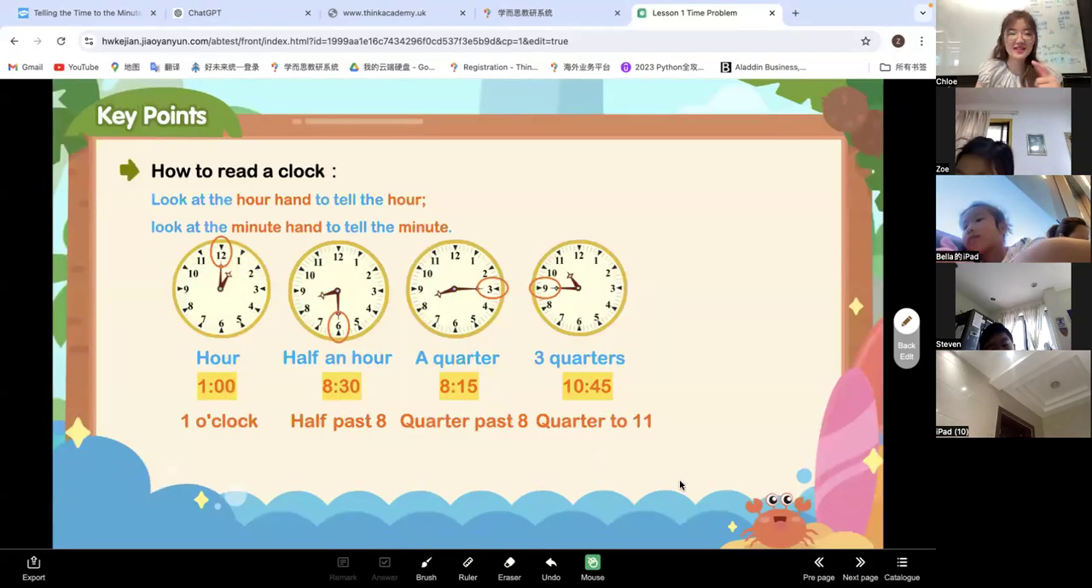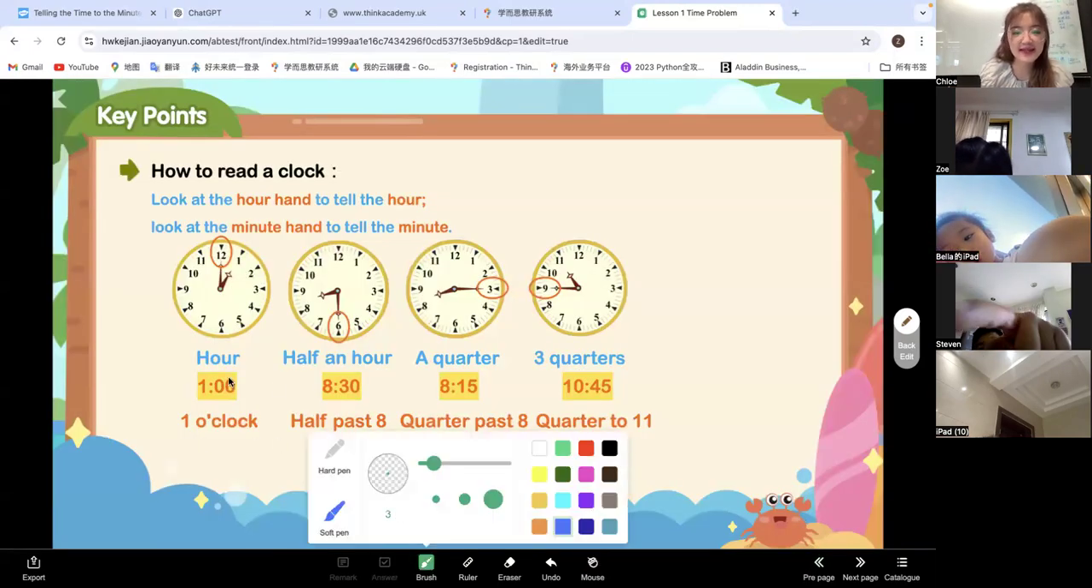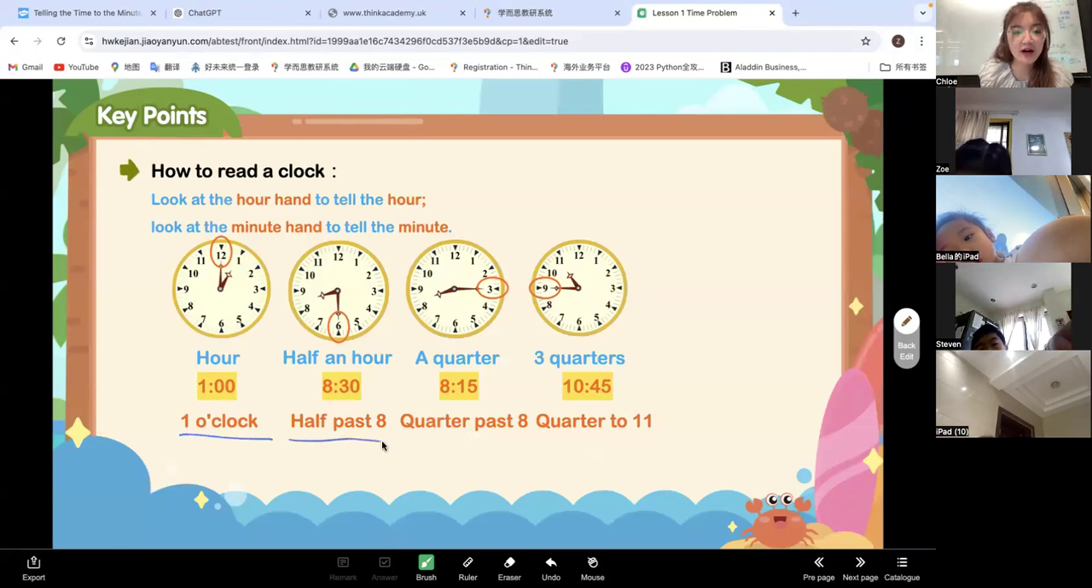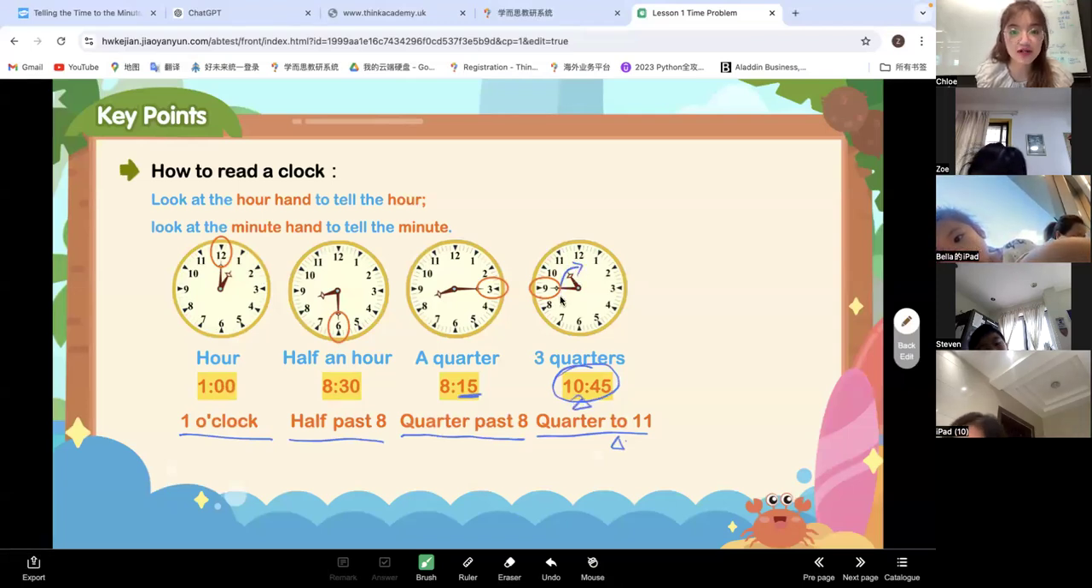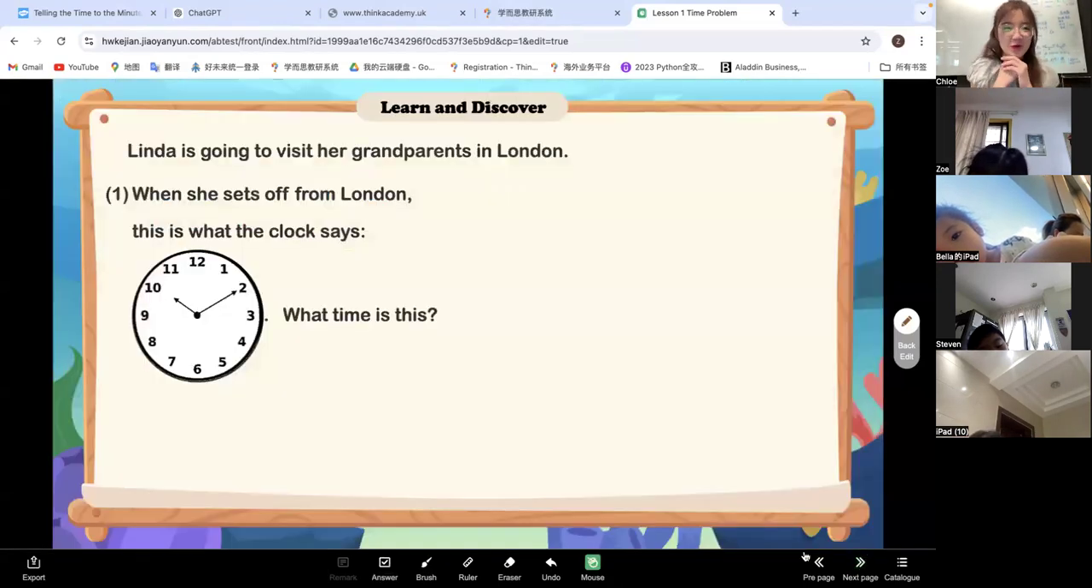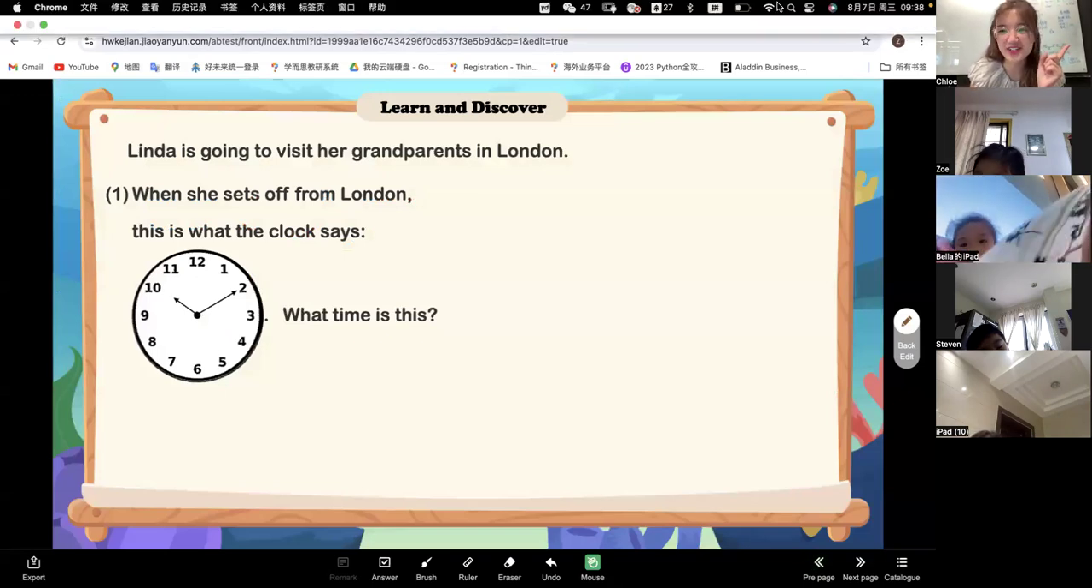Now, everyone, let's review. How do we read the time? This is 1 o'clock. And this is 8:30. This is 8:15. However, when the minute hand is pointing to 9, it's 11:15 to the next hour, because we just need 1 more quarter to go to the next hour. So it's 11:15. Okay, now everyone, we will talk about a more interesting question, okay?